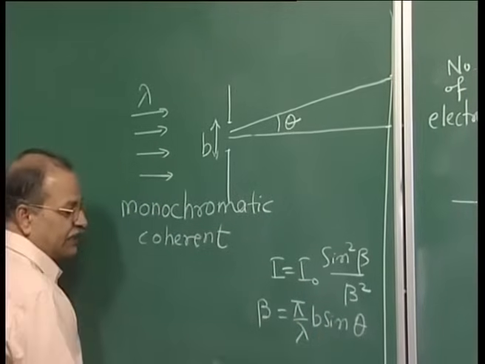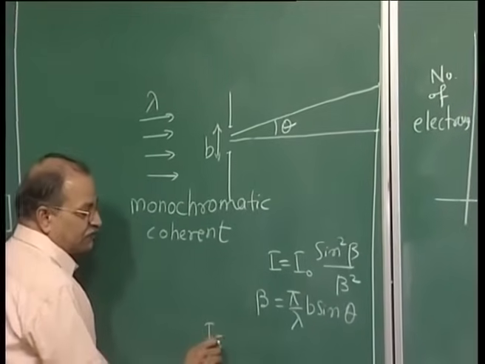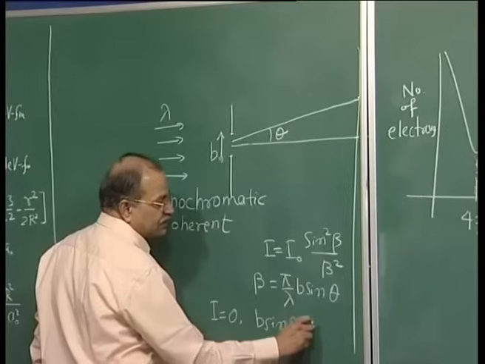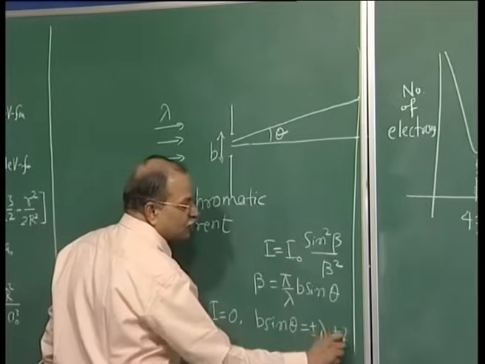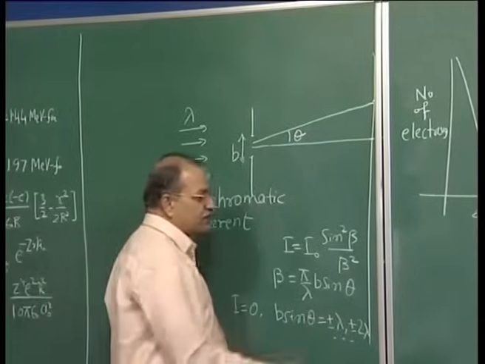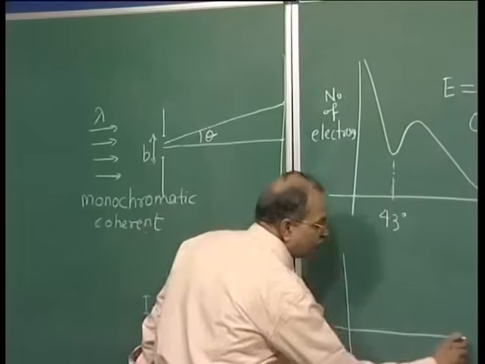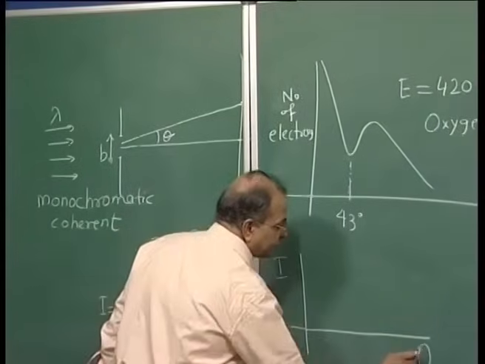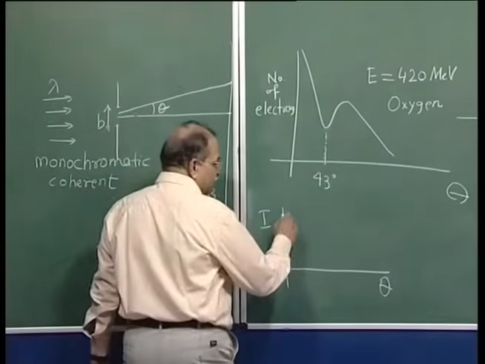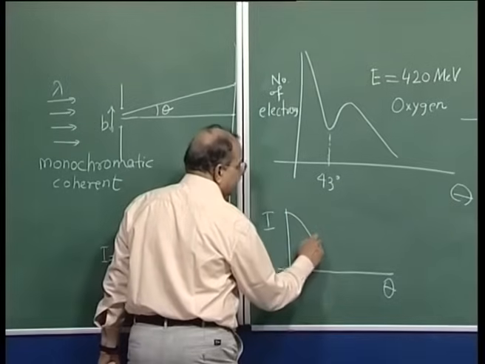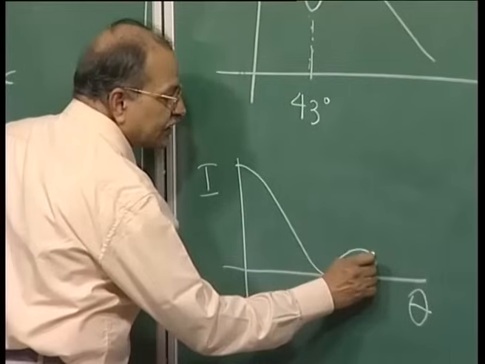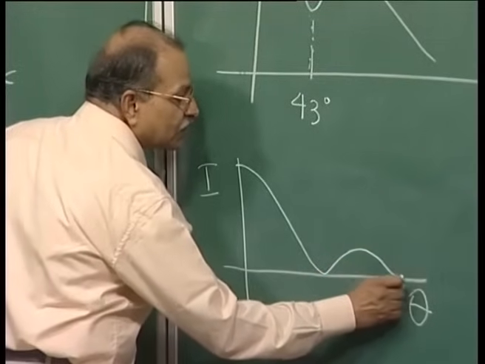And if you do the analysis, this intensity becomes 0 when b sin theta is plus minus lambda, plus minus 2 lambda, and so on. So, if you plot this intensity pattern as a function of theta for single slit diffraction, you will find that at theta equal to 0, the intensity is maximum and then it falls and becomes 0, and then again increases and then again becomes 0, and so on.